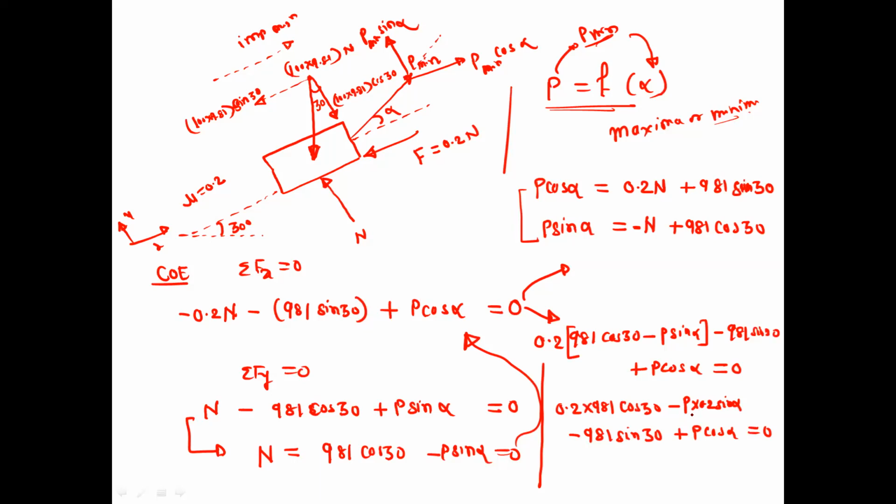So from these terms, we can take P common. So we will have P in bracket, cos alpha minus 0.2 sin alpha. And then find out this value. This will be the second term in this equation, equal to 0. So just tell me this value: 0.2 into 981 cos 30 minus 981 sin 30.